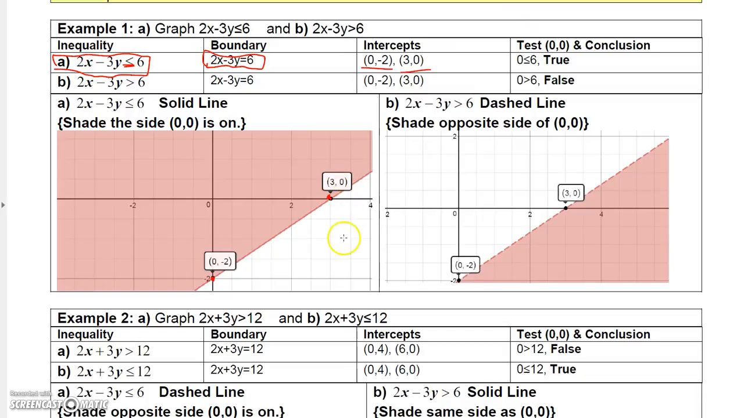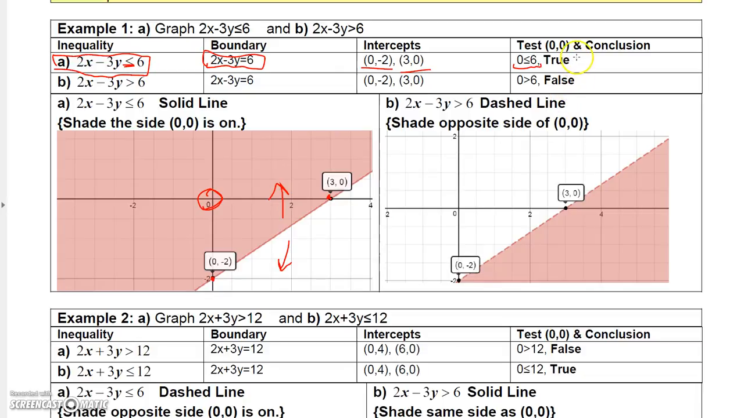Now, I had to determine whether to shade below the line or above the line. So what I did is I picked a test point. Most of the time I'm going to use the test point right here at the origin, 0, 0. All you do is take that test point and plug it into your inequality. If I plug 0, 0 in, I get 2 times 0 minus 3 times 0 is less than or equal to 6. Well, that says 0 is less than or equal to 6. If that is a true statement, then you shade the same side as 0, 0, which would be above the line. If that's a false statement, you shade the other side, which is below the line.